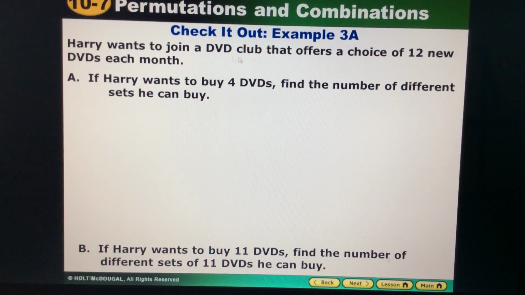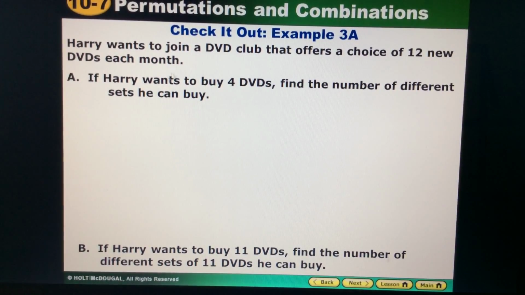Okay, Harry wants to join a DVD club that offers a choice of 12 new DVDs each month. Now when he buys those DVDs, order's not important how they come to him. Doesn't matter what stack they come in, he's got the 4 DVDs, so order's not important on how he gets them. So what we want to know is there's 12 new ones, and he wants to buy 4. So find the number of different sets he can buy. So we're going to look at the combination, because order's not important, of 12 things taken 4 at a time.